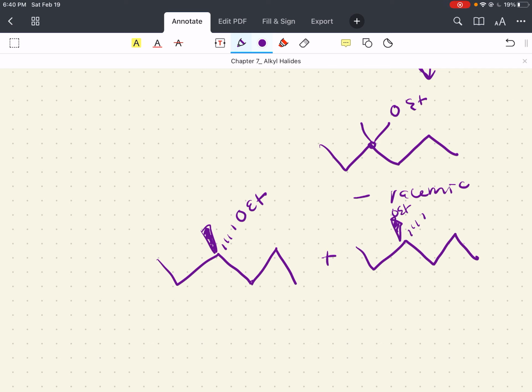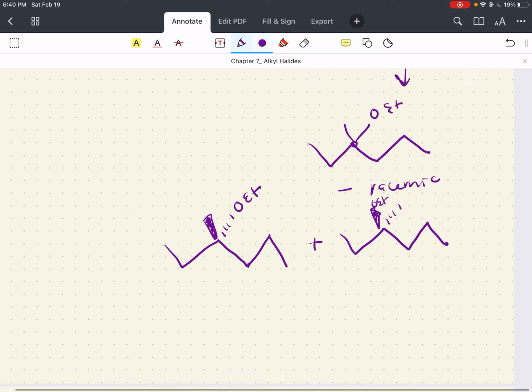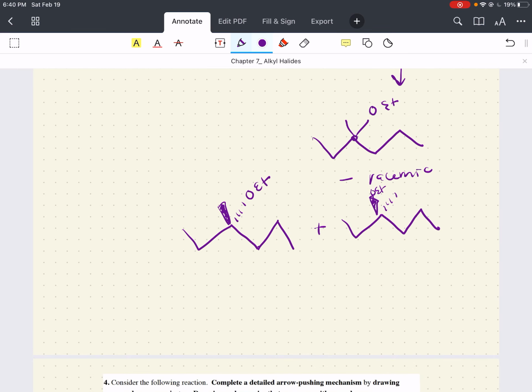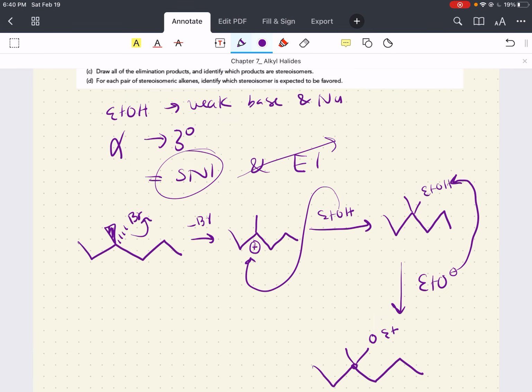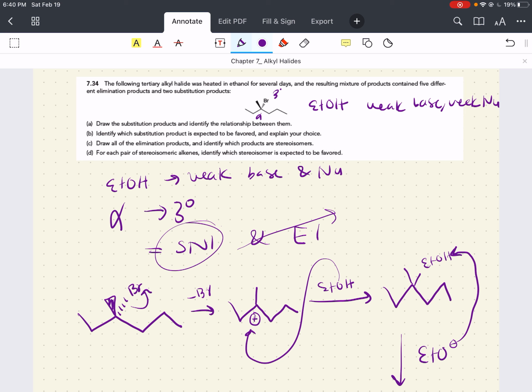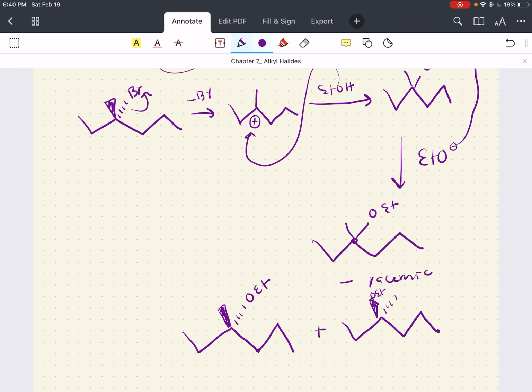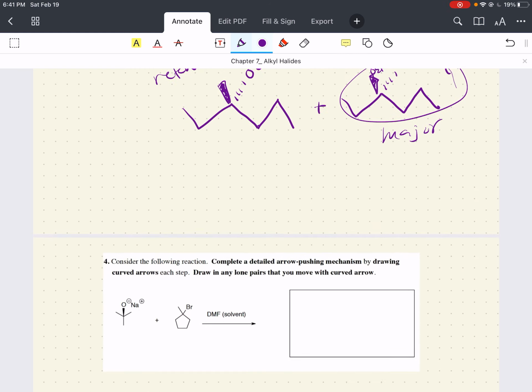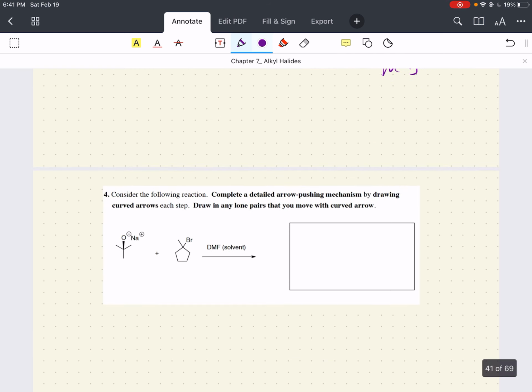Now what did we say about our major product? Our inverted product is going to be our major product. So we started here where bromine is on a dash. The one where our nucleophile is on a wedge is our inversion product. This is going to be our major product. Our inversion of configuration product is going to be more preferred than our retention product. That's a very important thing to keep in mind. All right, let's keep going.